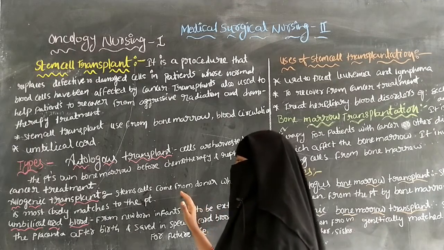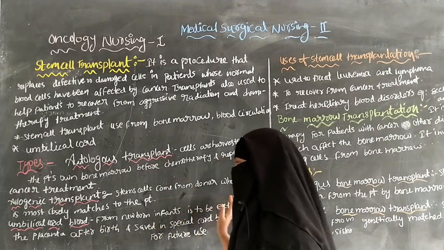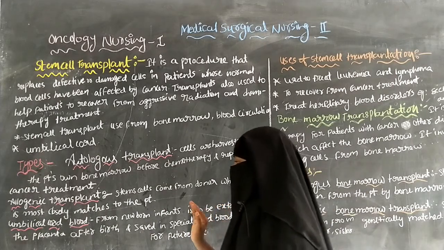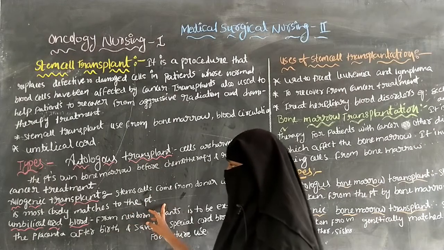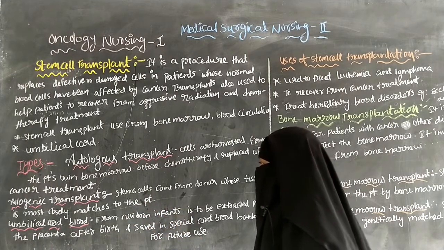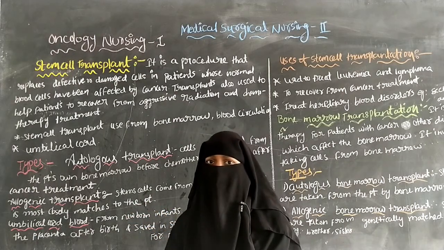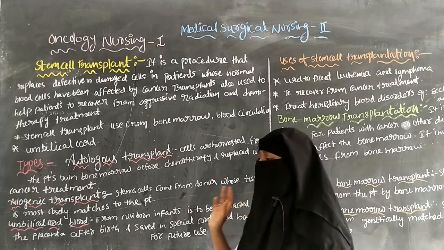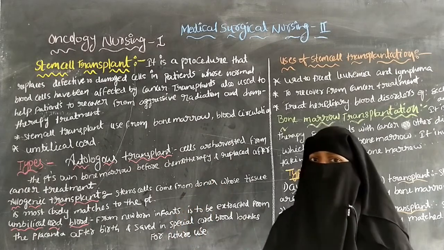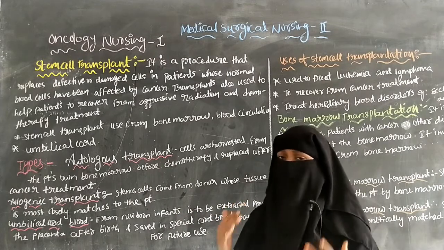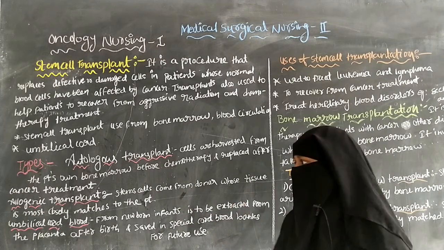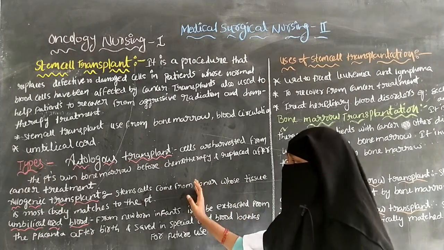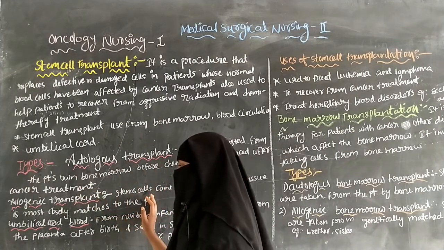So we can collect the stem cells from the donor whose tissue most closely matches the patient. In this allogenic transplantation, the stem cells are collected from the donor whose tissue mostly matches the patient. So the bone marrow has to be matched to the patient's bone marrow, then only we can collect the stem cells from the donor. It is called allogenic transplantation.